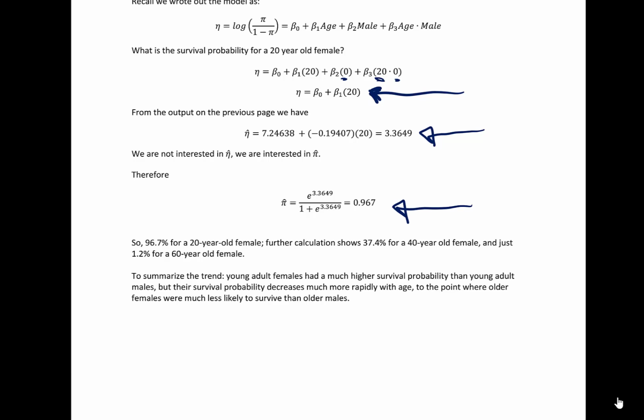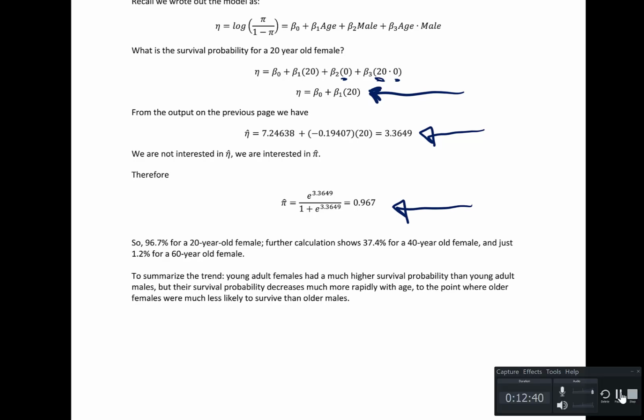To summarize the trend, young adult females had a much higher survival probability than young adult males, but their survival probability decreases much more rapidly with age, to the point where older females were much less likely to survive than older males.